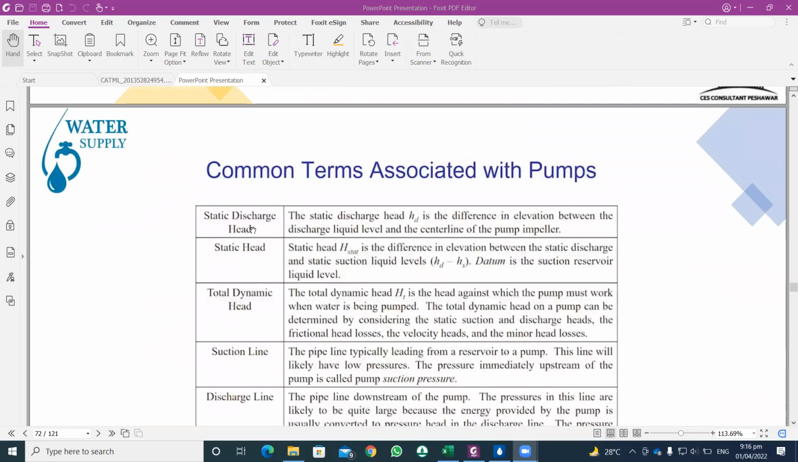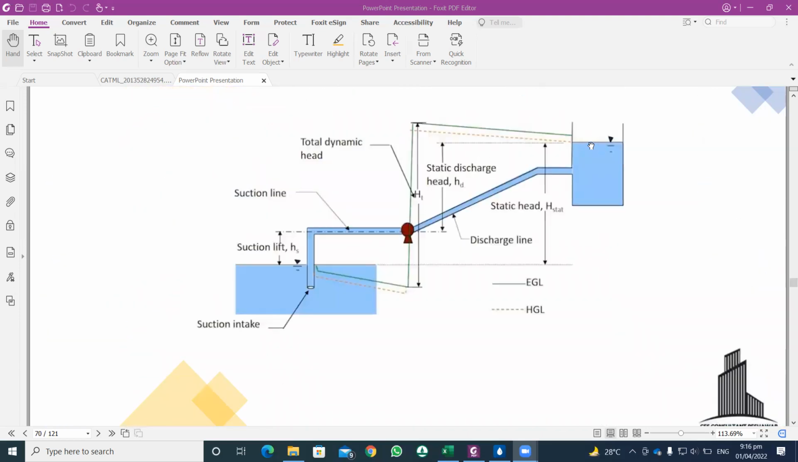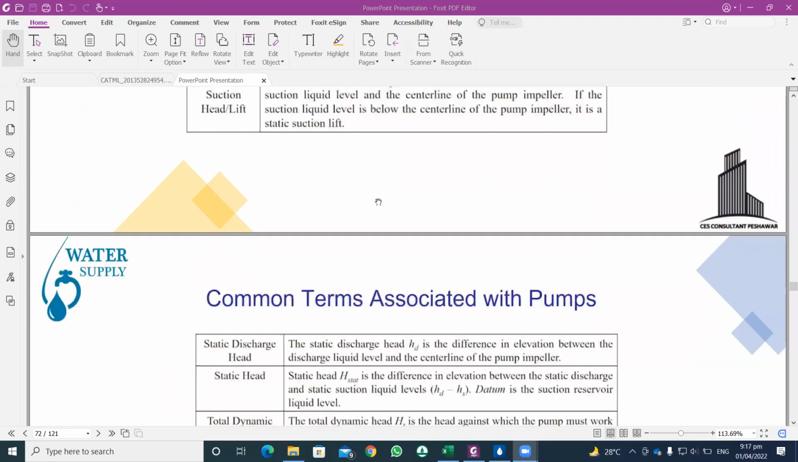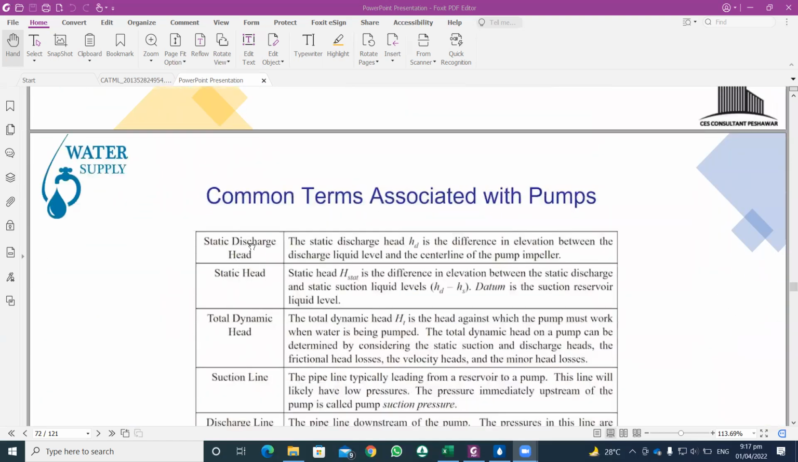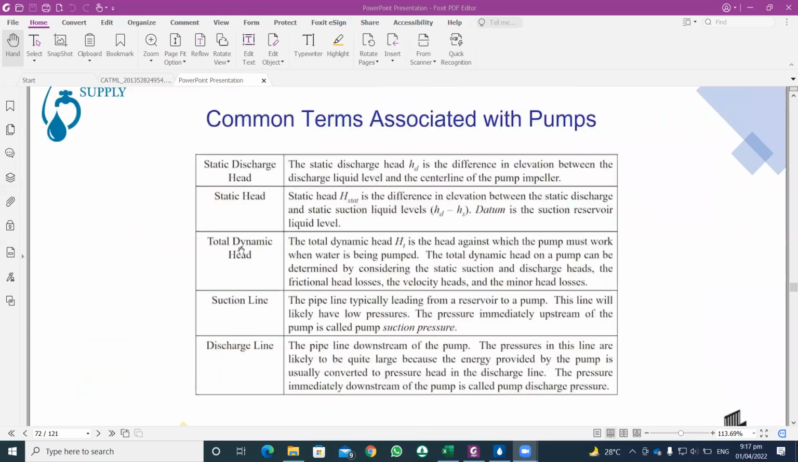Static discharge head is basically the difference between the center line of a pump and the water level at a tank at the downstream side. Static head is basically the difference between the water level at the reservoir and the water level at the tank at the downstream side.